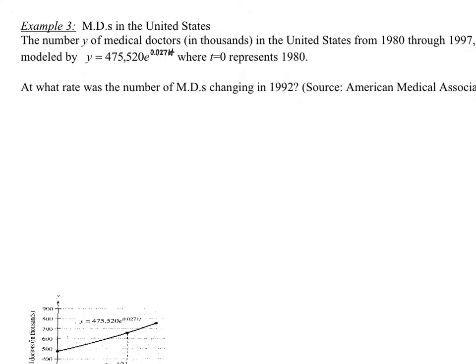Now it says, at what rate was the number of MDs changing in 1992? When you see rate, you're thinking derivative. And in 1992, that means t equals 12, since 0 was in 1980. And 92 would be t equals 12.